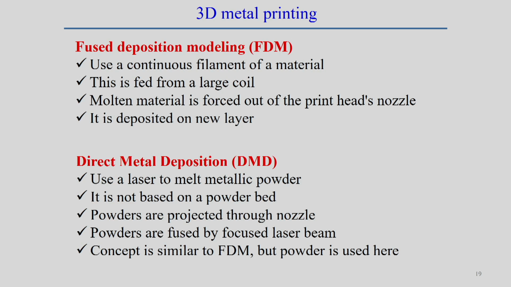Direct metal deposition uses a laser to melt the metallic powder, but it is not based on a powder bed. Rather, the laser is focused on a particular area, supplying powder at the same time so that it can be melted or fused together. Powders are projected through the nozzle and fused by the focused laser beam. The concept is similar to fused deposition modeling, but in this case powder is used.